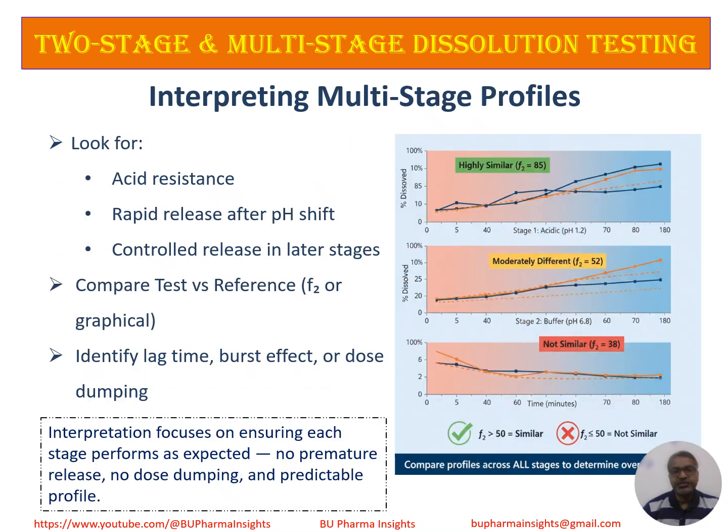In multi-stage dissolution testing, early drug release in acidic media usually indicates coating failure. On the other hand, rapid release in buffer confirms the formulation is functioning as intended. Interpretation focuses on one key question: does each stage perform as expected? That means no premature release, no dose dumping, and a predictable, controlled dissolution profile.